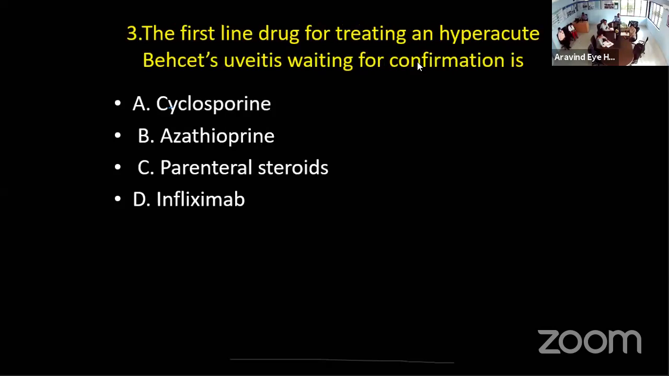Question number 3. The first line of drug for treating a hyperacute Behcet's uveitis while waiting for confirmation is A. cyclosporin, B. azathioprine, C. parenteral steroids, D. infliximab. The question is for hyperacute, waiting for confirmation. What will be the first line of drug? Is it cyclosporin, azathioprine, parenteral steroid, or infliximab?